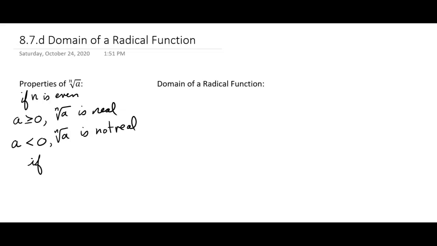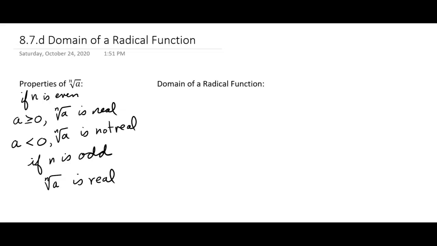If n is odd, a can be positive or negative. So the nth root of a is real. So what does that mean for us in terms of radical functions?